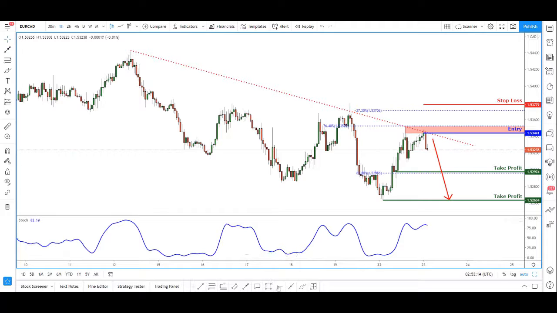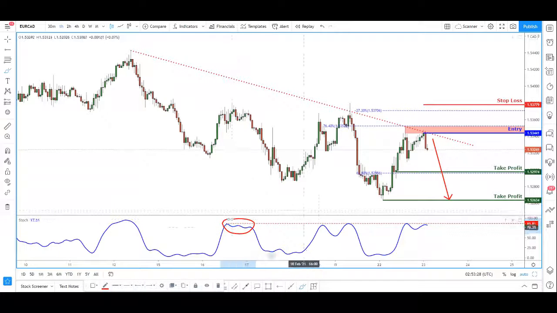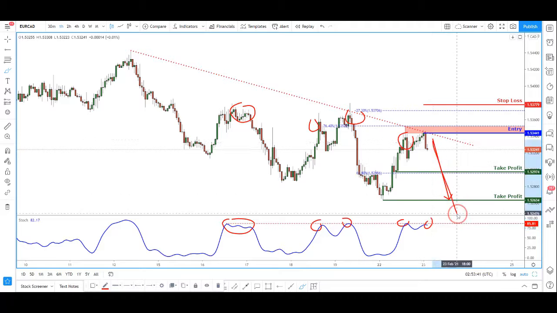Now, to put the final nail into the coffin, if we have the stochastics over here, we can draw a resistance on the stochastics. Every time the stochastic comes back up to test the resistance, this point, this point, this point, there's always a strong reaction. And now we are testing the resistance again, so we should expect to see a strong reaction downwards.